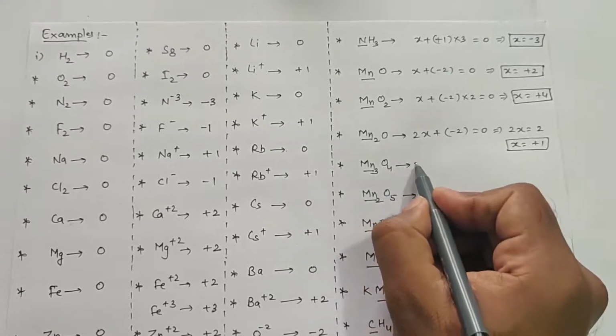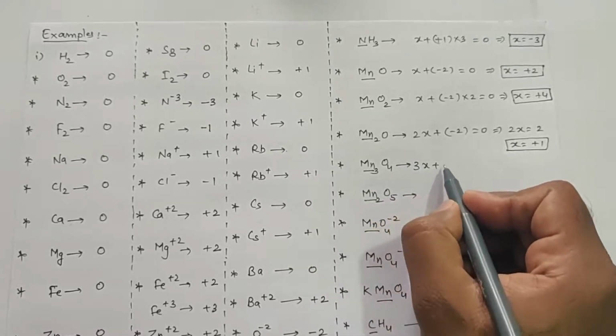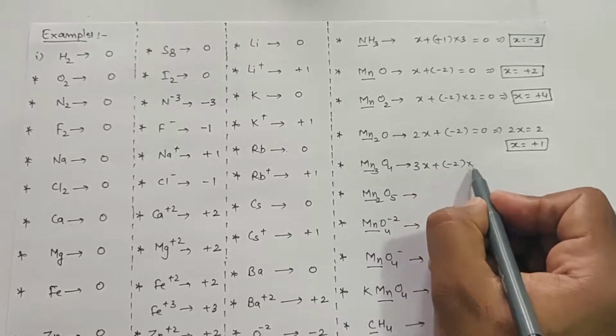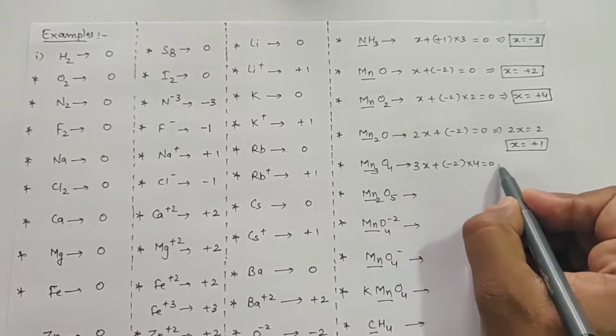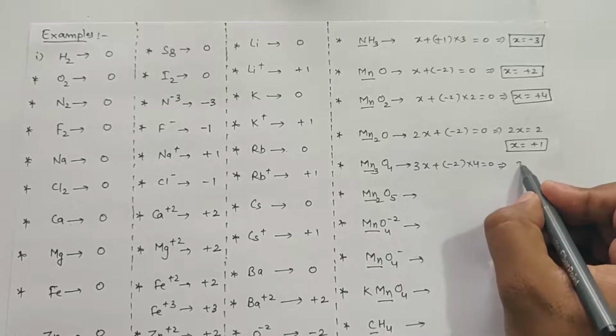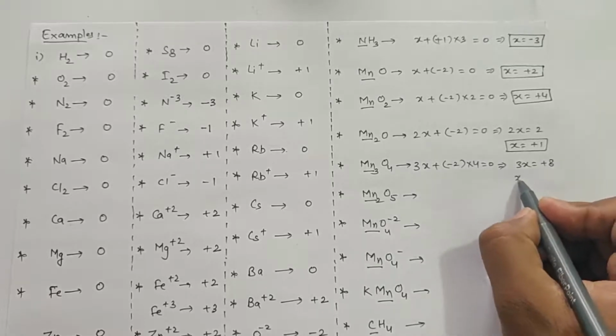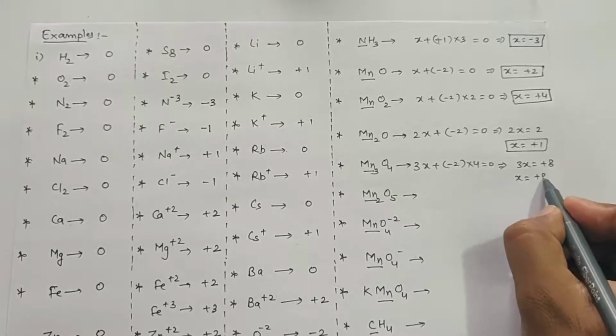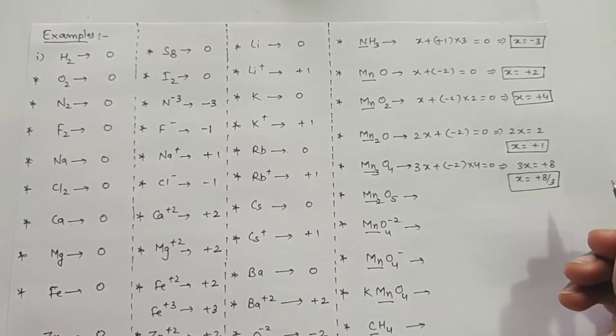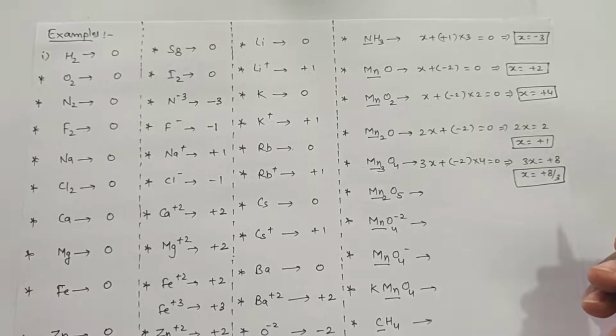Mn3O4, 3x plus -2 into 4 equals 0. It will give 3x equals +8, so x equals +8 by 3. This is a fractional oxidation number.